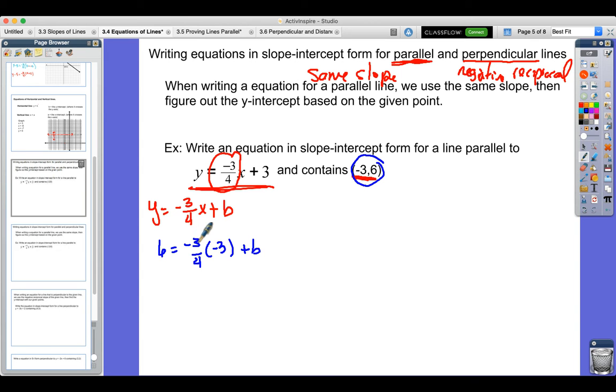So we're going to multiply those two. We get 6 equals positive, now negative 3 times negative 3 is positive 9 over 4 plus b. Now this 9 over 4 plus b, we want to get rid of that, so we're going to subtract 9 over 4 from both sides. 9 over 4 minus 9 over 4.